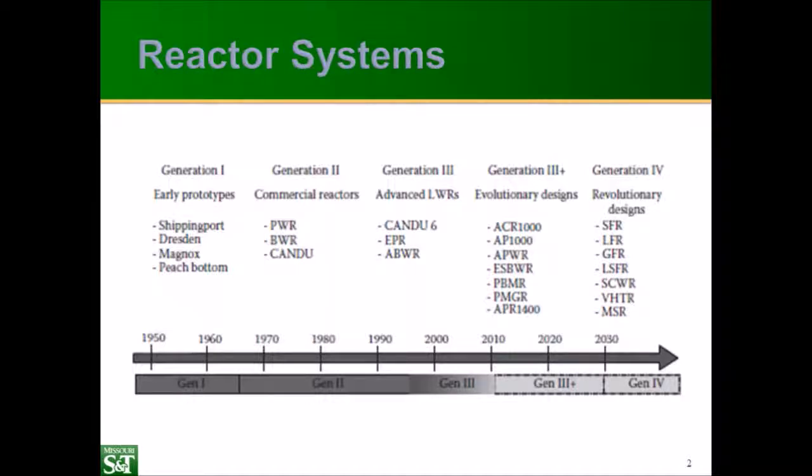Generation 2 represents most of the commercial reactors in operation today: pressurized water, boiling water reactors, and CANDU reactors. Generation 3 are some of the advanced light water reactors that have been developed over the last decade or so: CANDU, EPR, ABWR. And then Generation 3 Plus are the evolutionary designs currently under development, under licensing consideration, like AP1000, the ESBWR, and so on.